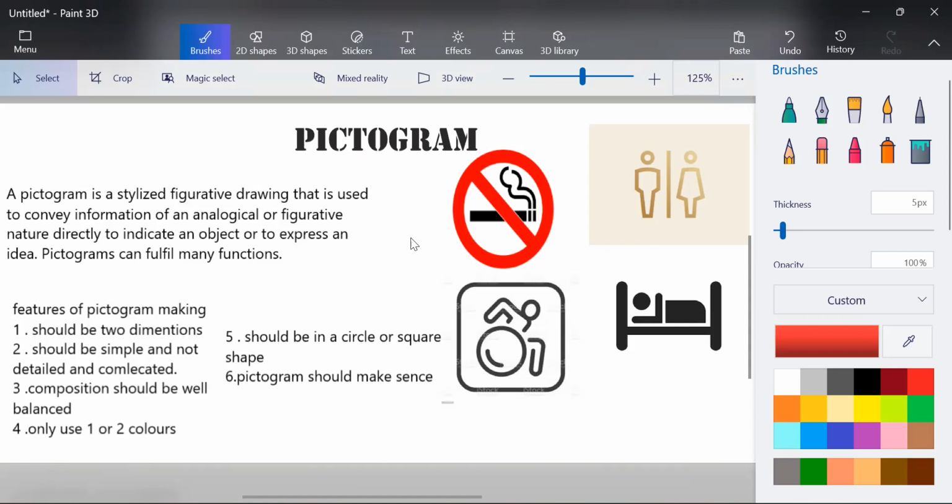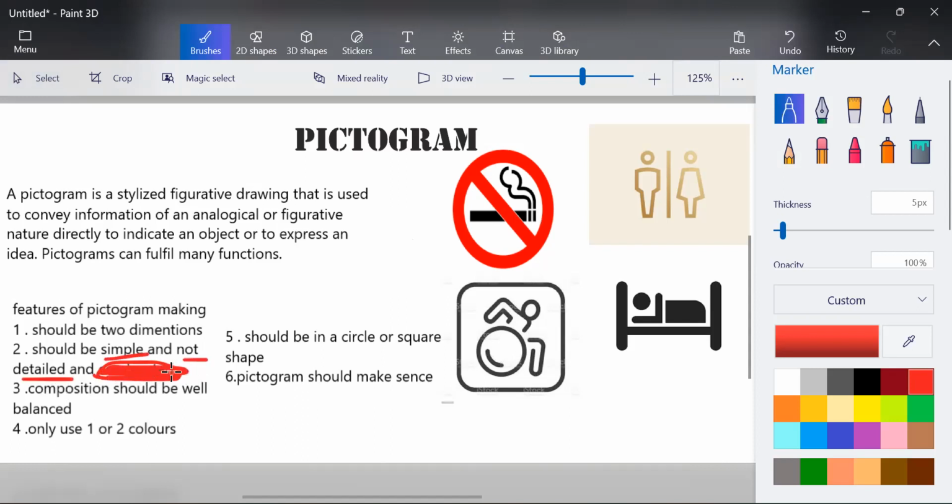So to make a pictogram of your own or redesign an existing pictogram, there are things you should keep in mind. Those things are: the pictogram should be two-dimensional. You cannot make a 3D drawing and make it a pictogram. Pictogram is always two-dimensional. The pictogram should be simple and no details should be there, and it should not be complicated. That's an obvious one. The spelling here is wrong, forgive me for that. Okay, should be simple and not detailed, and there should be no complications.